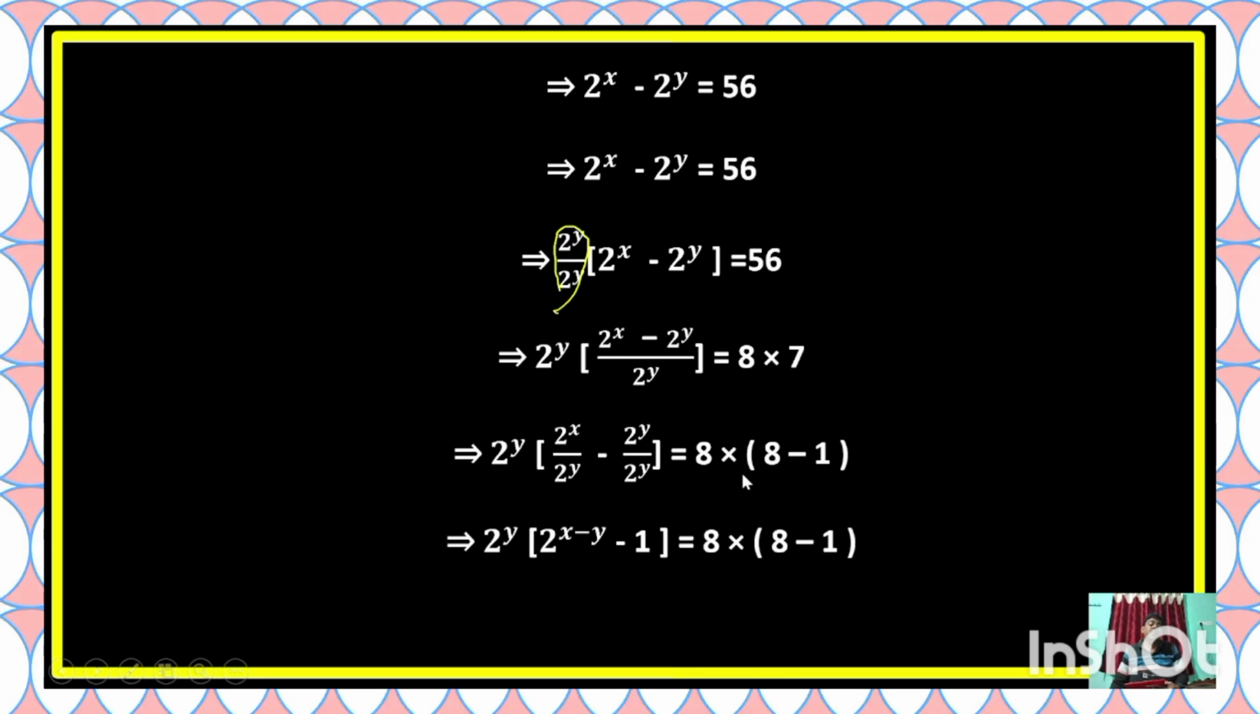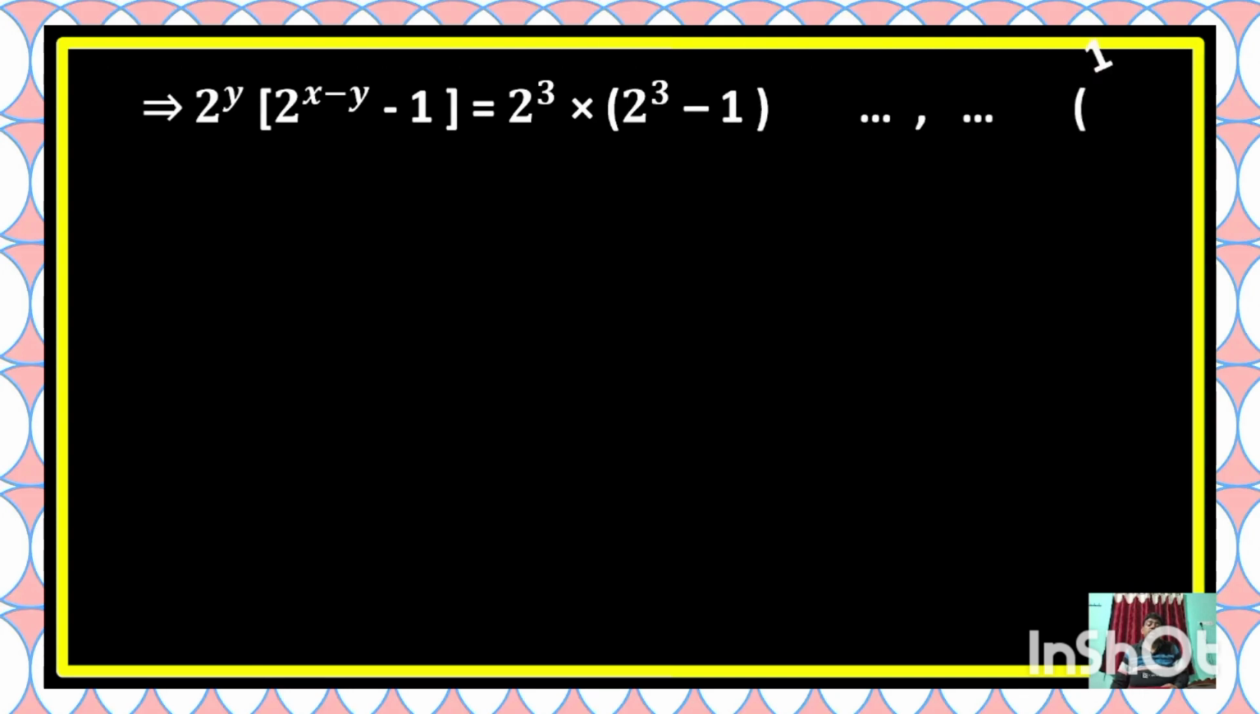Okay. Now 2 to the power y whole into 2 to the power x divided by 2 to the power y, what is the formula? Can you tell me? 2 to the power x minus y, and you can cancel here. You see the 2 to the power y and 2 to the power y will be cancelled. The value will be 1. Understand? Thus 2 to the power y whole into 2 to the power x minus y minus 1, and 8 can be written in the form of exponent 2 to the power 3 whole into 2 to the power 3 minus 1. Okay. Thus we get 2 to the power y whole into 2 to the power x minus y minus 1 is equal to 2 to the power 3 whole into 2 to the power 3 minus 1.